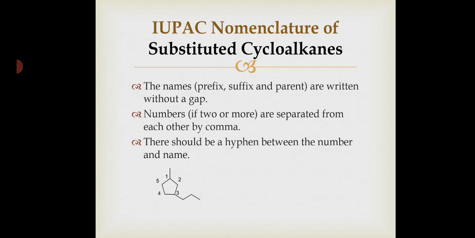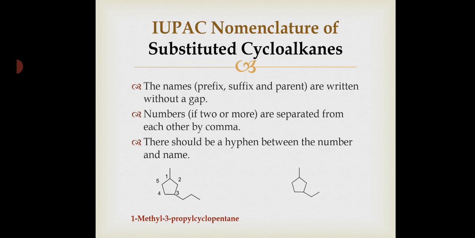Methyl will get preference, and so the numbering will start from methyl, and while writing the name, again methyl will get preference because methyl comes first in alphabetical order, and so the name of this compound is 1-methyl-3-propylcyclopentane. What about the name of this compound?